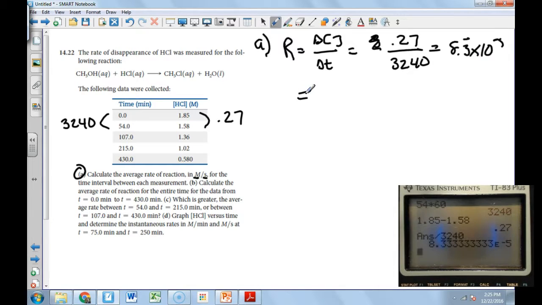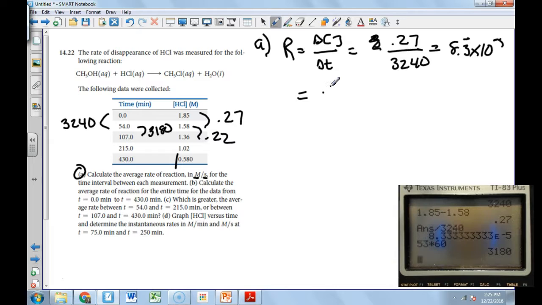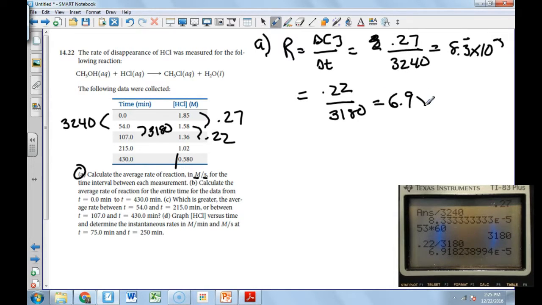Now we repeat that process for the next interval. That is 53 minutes times 60 seconds, so 3180 seconds, and the change in concentration is 0.22. So it's 0.22 over 3180. 0.22 divided by 3180 is equal to 6.9 times 10 to the minus 5. And these are all in molar per second.